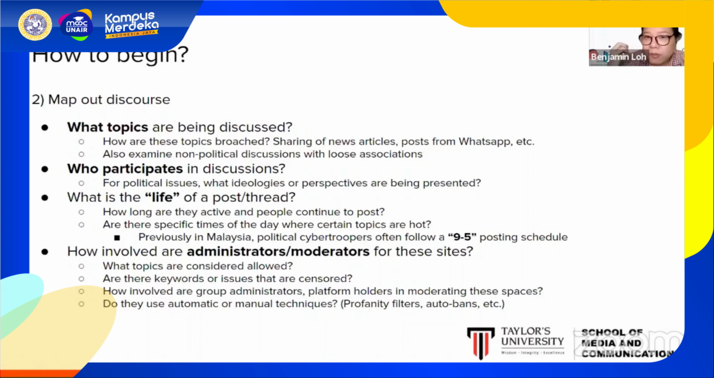How do they engage with moderating this space? Do they actively participate, or do they just silently ban people and delete and censor stuff on their own? Do they use automatic or manual techniques, things like profanity filters, auto bans, and things like that? These are the things that you should start to map out as a result of that.